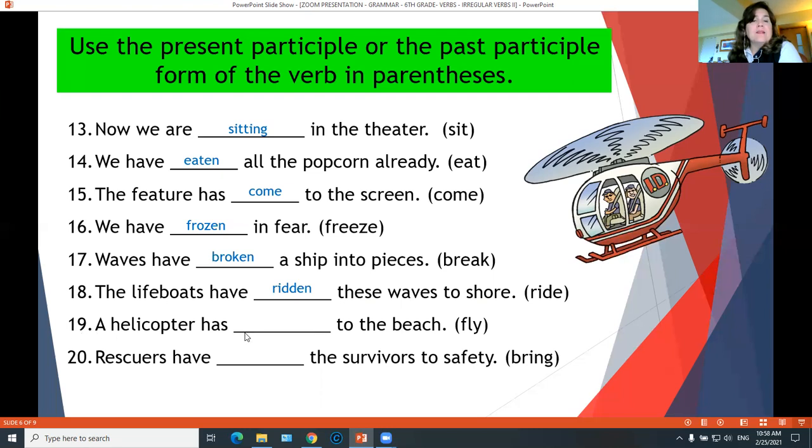19, a helicopter has to the beach, and the verb is fly. Has is the verb have, so we have to put it in past participle, which is flown. So a helicopter has flown to the beach. And the last one, rescuers have the survivors to safety, and the verb is bring. Again, we have the verb have, so this means we have to use the past participle. And the past participle of bring is brought, as in the past form, okay? So rescuers have brought the survivors to safety.